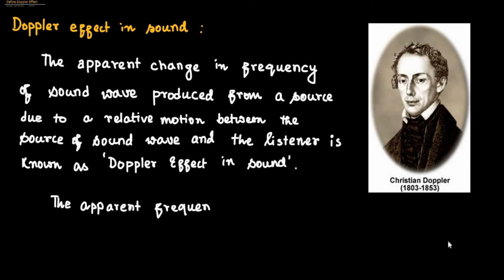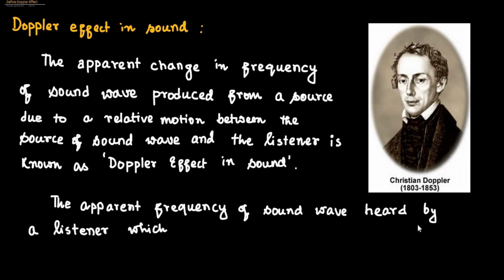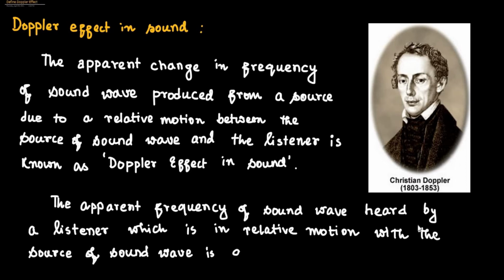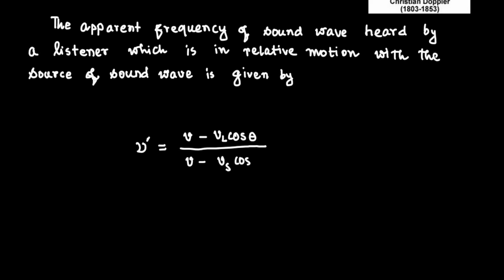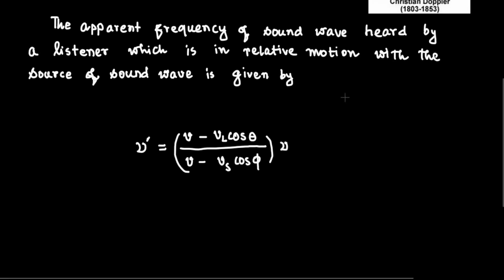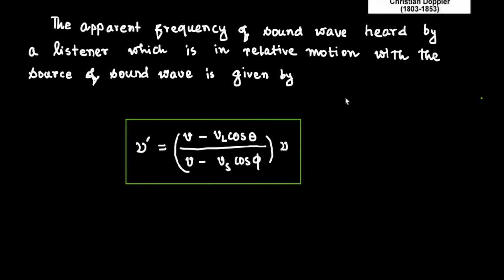The apparent frequency of sound wave heard by the listener, which is in relative motion with the source of sound wave, is given by nu prime equal to (v minus vL cos theta divided by v minus vS cos phi) into nu.